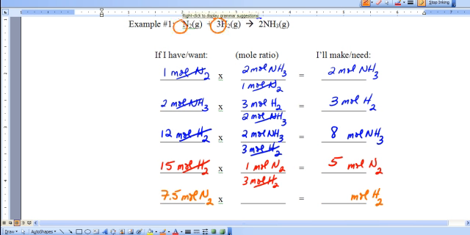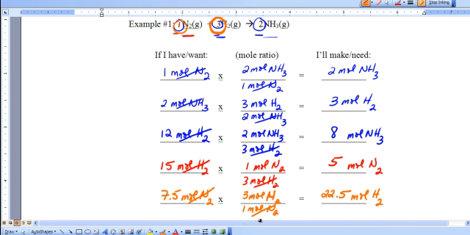to 1. You know that the 1 mole of nitrogen has to go on the bottom so that it can cancel out with that one. The 3 moles of hydrogen will go on top. Moles of N2 on the top divide out with moles of N2 on the bottom. 7.5 times 3 divided by 1 is going to be 22.5 moles of hydrogen.